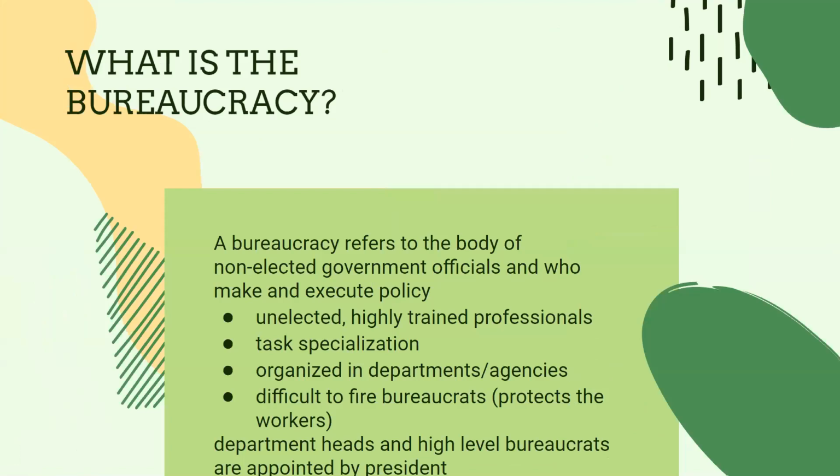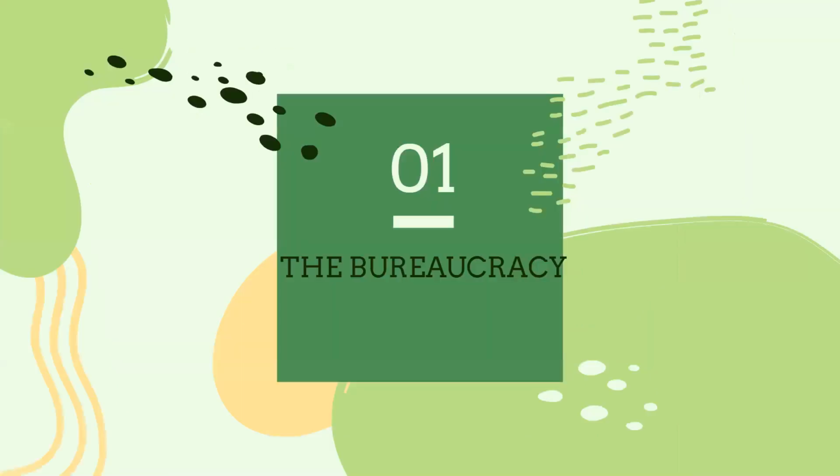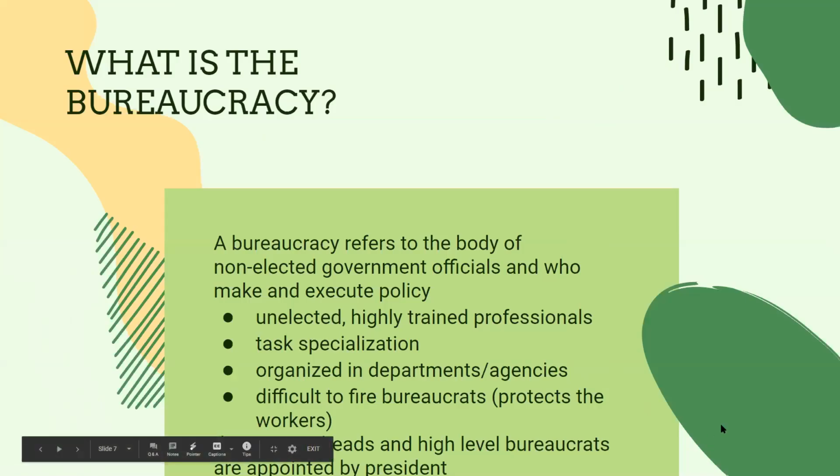It refers to the body of non-elective government officials who make and execute policy. And the workers are unelected, they're highly trained professionals. So unlike congressmen and stuff, these are selected based on their skill, and they don't need to be elected by the citizens. They also have task specialization, which means the different bureaucracies are specialized in different subjects. So we'll talk about this later in the examples.